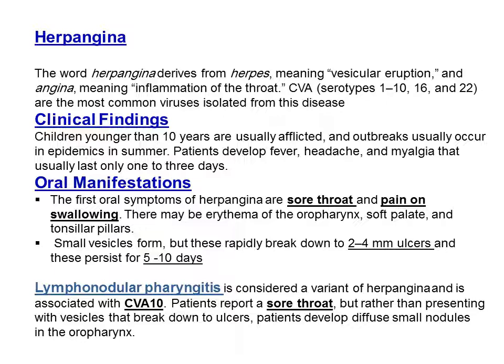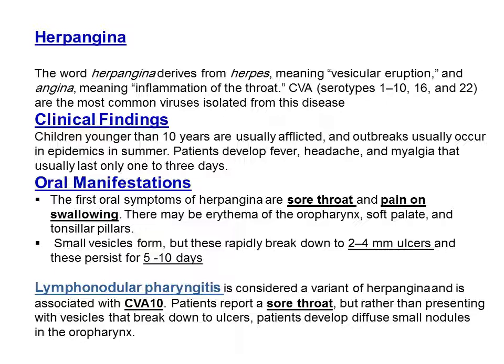There may be erythema of the oropharynx, soft palate, and tonsillar pillar. Later on, small vesicles form and rapidly break to form ulcers, which are 2 to 4 millimeters in diameter. These persist for 5 to 10 days.